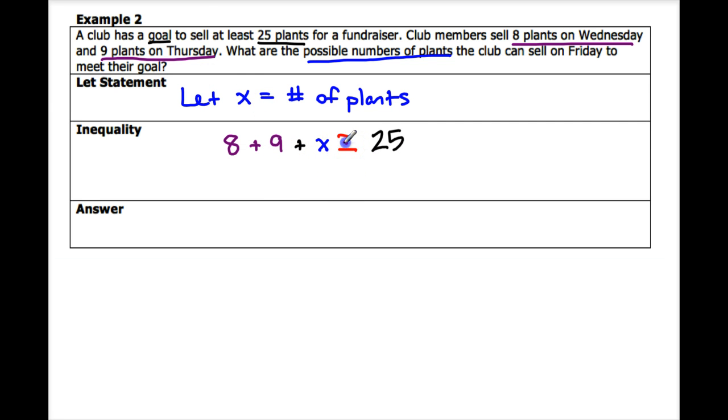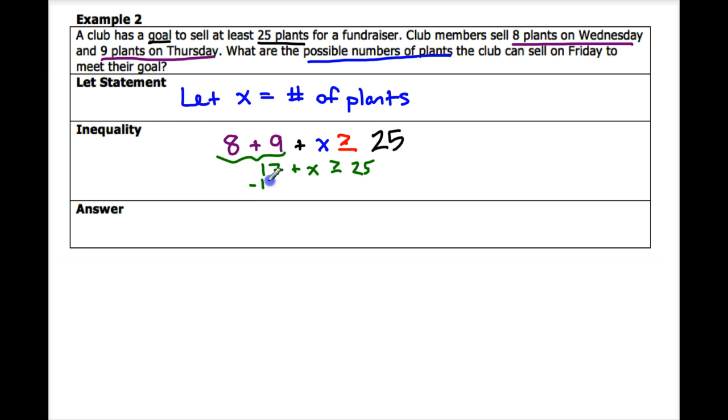That's what at least means. We want the amounts we actually sell to be greater than or equal to 25. So that's my inequality for this problem. Now I'm going to go ahead and solve that. I can combine my 8 and my 9 to 17. So this gives me 17 plus x is greater than or equal to 25.